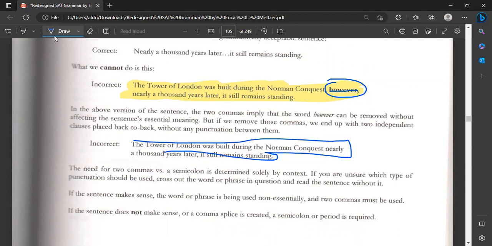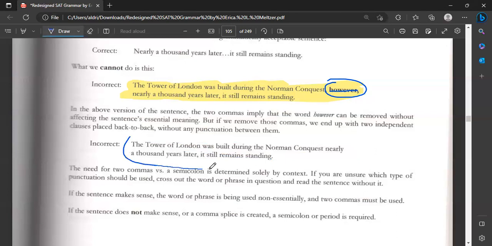Oops, that was a very bad line. But anyway, we have a non-essential clause which looks like a badly punctuated sentence, which is: The Tower of London was built during the Norman conquest. Nearly 1,000 years later, it still remains standing. So it's kind of just a run-on sentence with bad punctuation. Is everyone okay there? Or is that a little bit confusing?